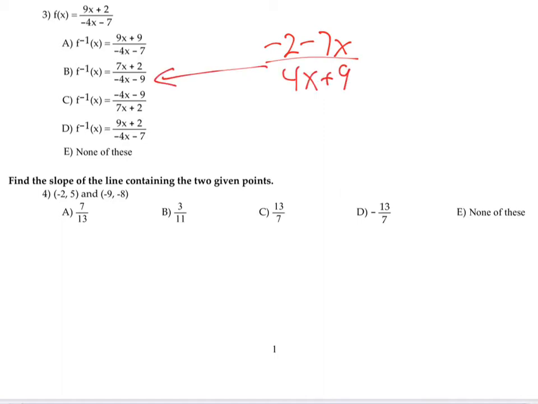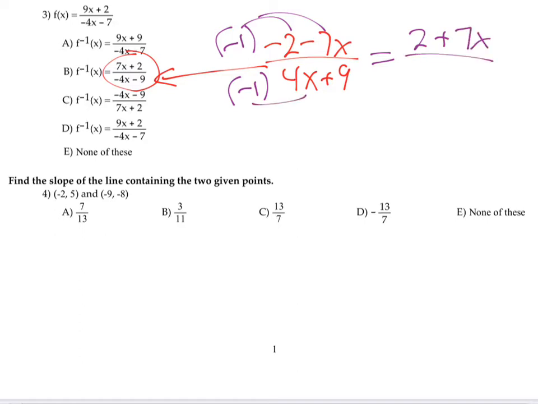Do you see that's the same as this? Do you see that those are the same? How do you know? Well, would you recognize that on the test? I want you to be able to recognize that and not get fooled. So say you got this answer on the test. Would you recognize B is the same? How do we know B is the same? Well, look, if you take B here and you multiply, or take either one, take mine or take B and multiply by negative 1, boom, boom, 2 plus 7x over boom, boom, minus 4x minus 9.